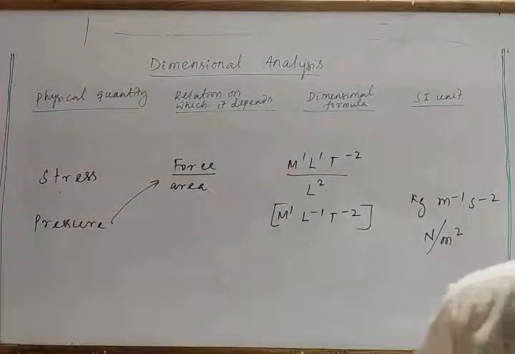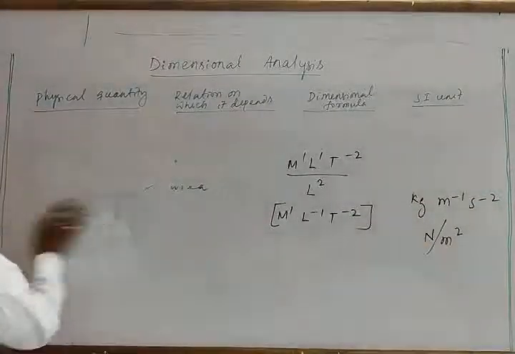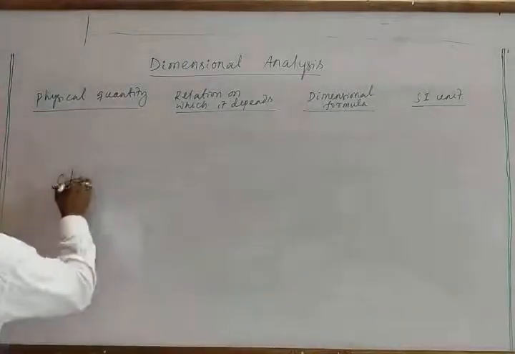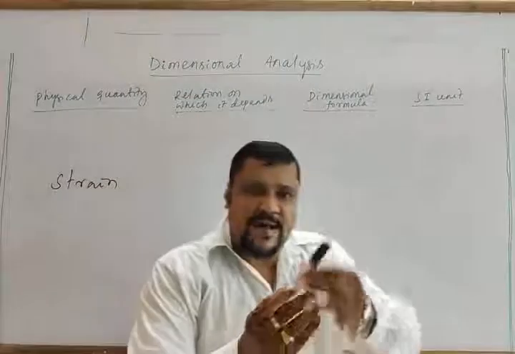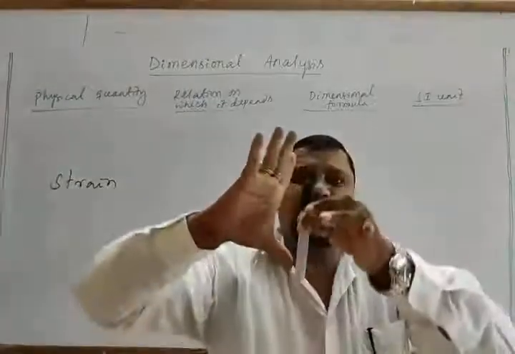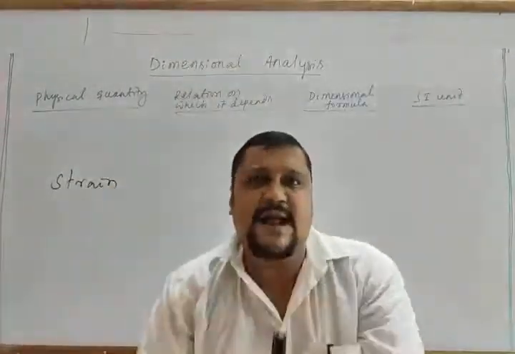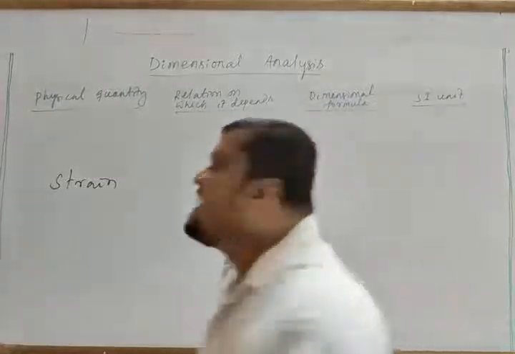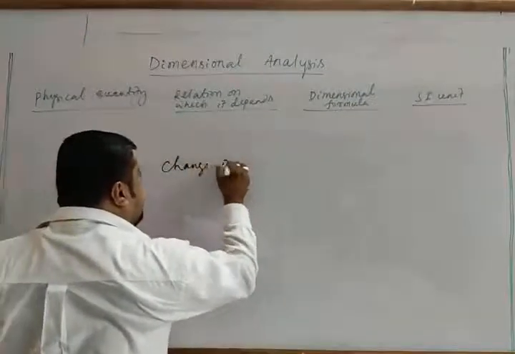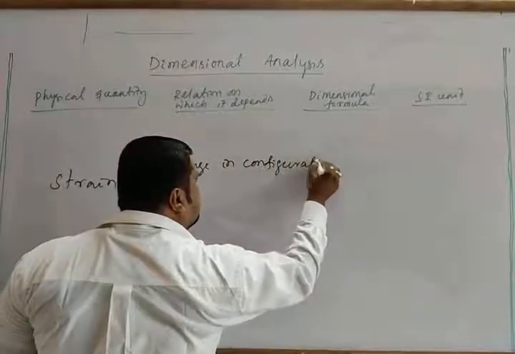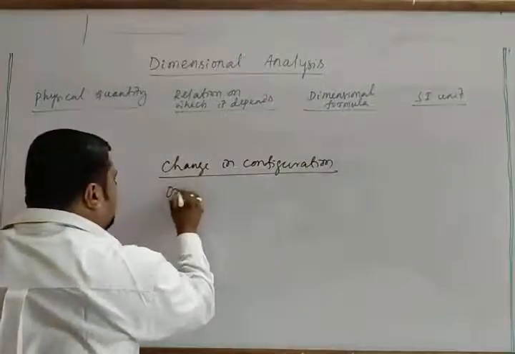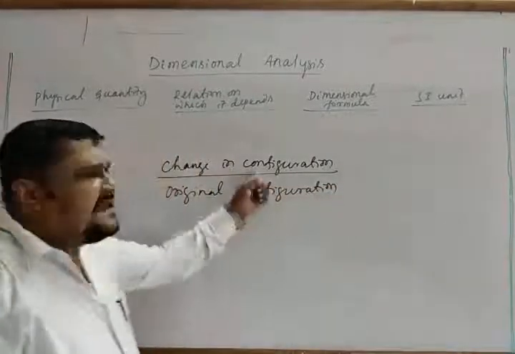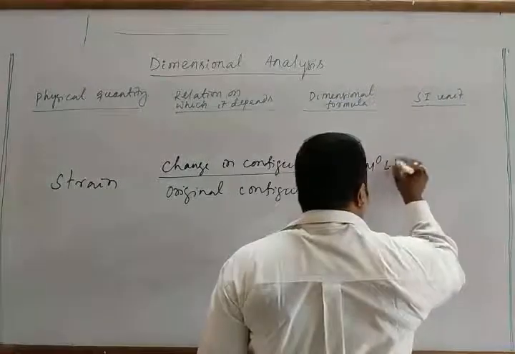Okay. Then another one you remember here is the strain. Another physical quantity coming in the discussion is strain. Strain is, with the same example, when I apply a stress, force is applied to the area and the length will increase. It will stretch. Change in length by original length is called strain, or change in area by original area is also called strain. The formula is change in configuration by original configuration. Configuration means dimension. So configuration is change in length by original length, length by length. So it is always M0 L0 T0.